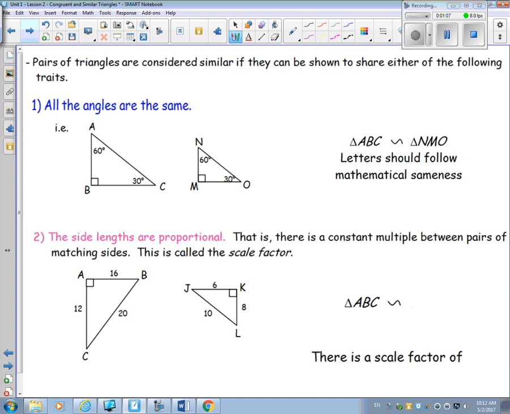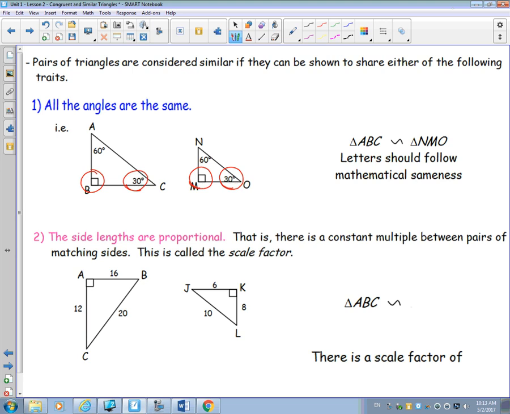Now when you're setting up your similarity statement, you have to be able to show they're actually similar. So there's 2 ways of doing this. Method number 1, which is our most common method, is to show that all the angles are the same. So if I have a diagram, their angles are labeled, maybe with numbers or symbols. I know what that symbol means. It means it's 90. And I notice that my other triangle has the exact same numbers in it.